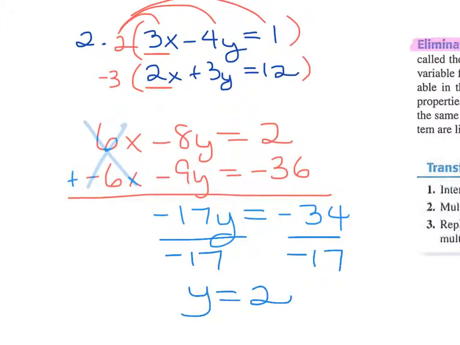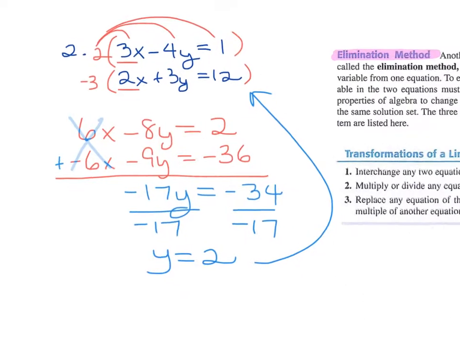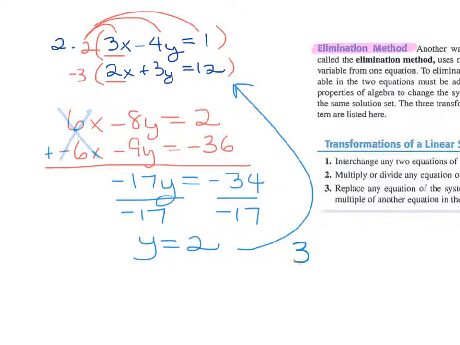Again, remember your solution is an ordered pair, so now you need to take what y equals, go back to the beginning. Now, you could plug it into one of the ones that you multiplied, but the beginning ones are smaller. So I would plug it into one of the beginning ones. I'm just going to go ahead and plug it into the top one. So I'm going to use the 3x minus 4y equals 1. Again, it doesn't matter which. You'll get the same answer either way.